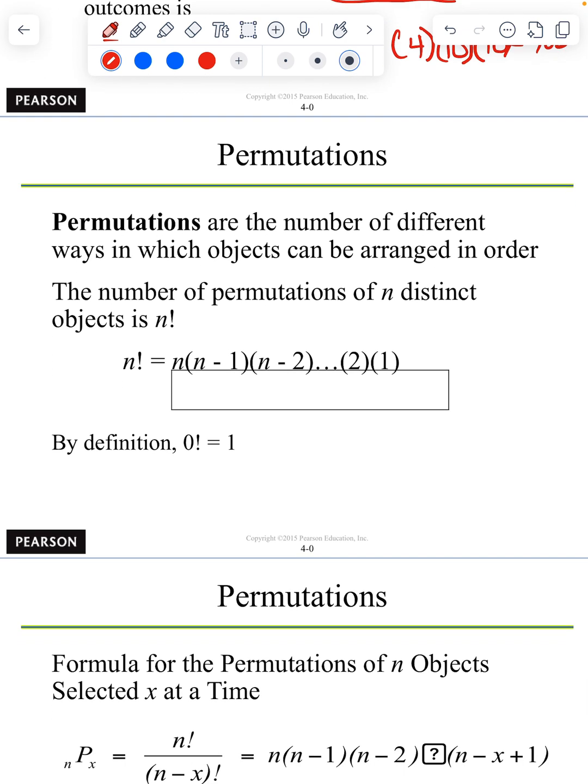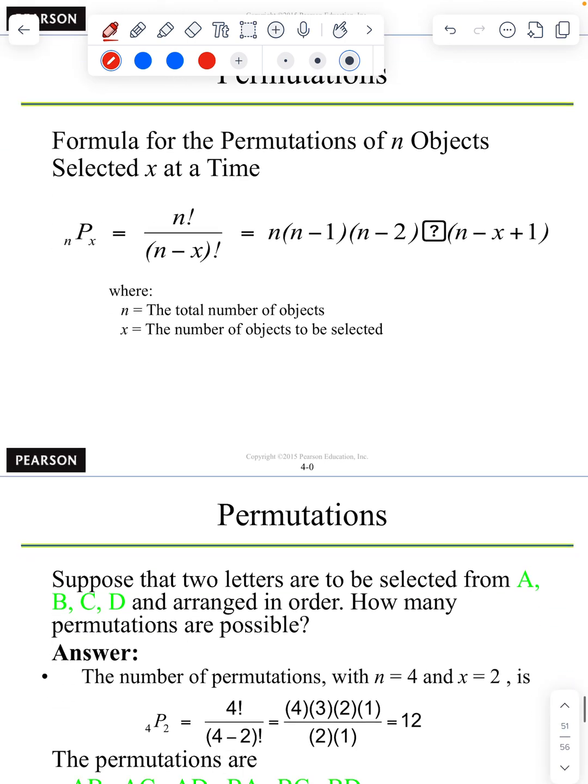With permutations, let's look at permutations. These are the number of different ways in which an object can be arranged in order. So the number of permutations of n distinct objects is going to be n over n minus x.